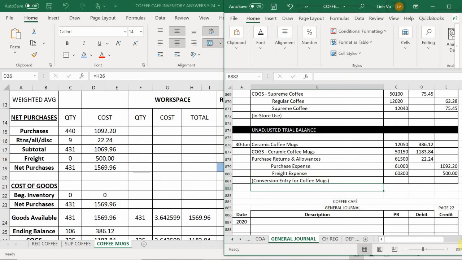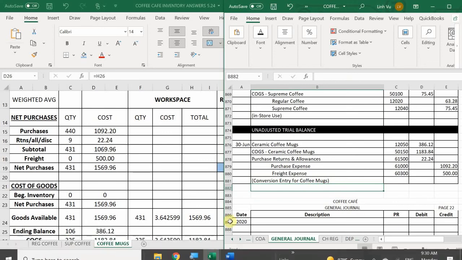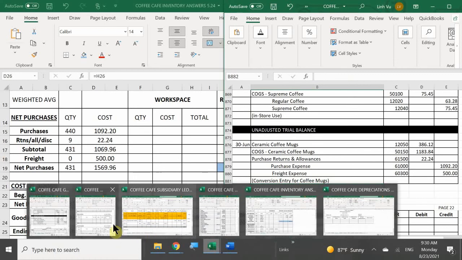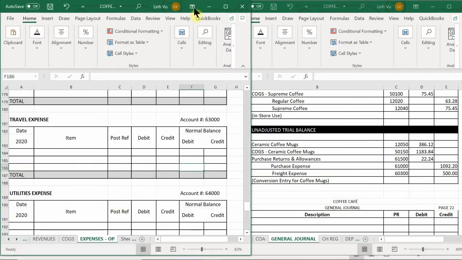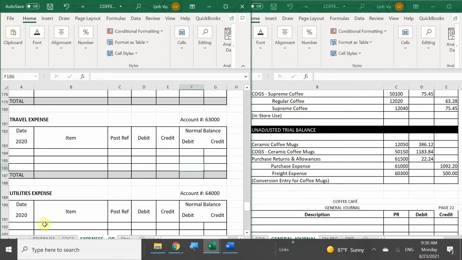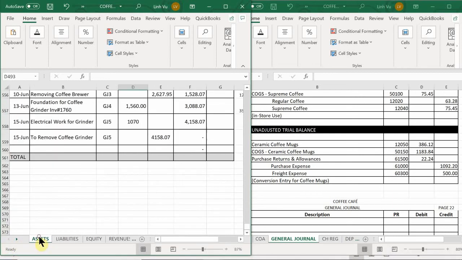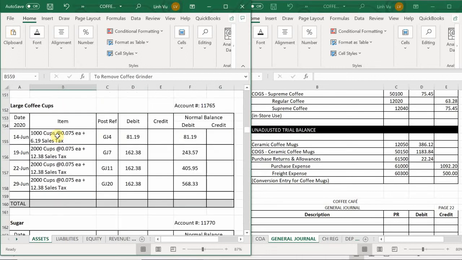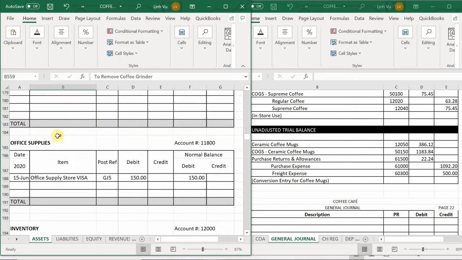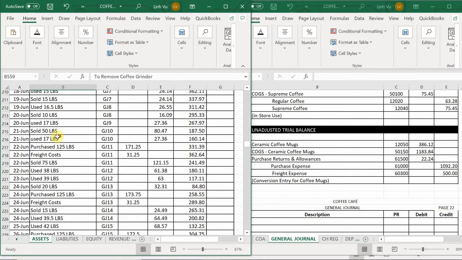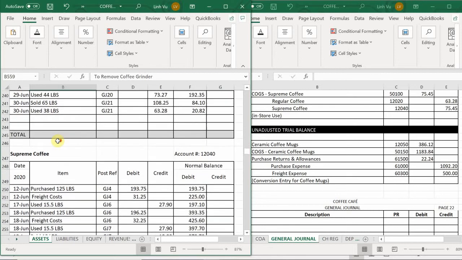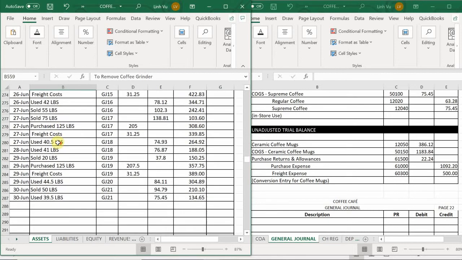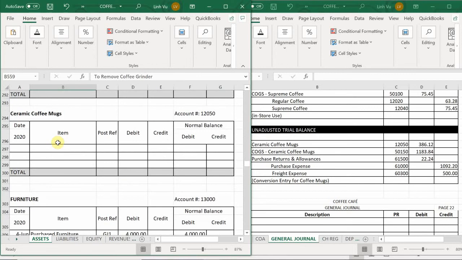So what always comes after the journal? The ledger. We're gonna go ahead and update our ledger. Okay. So first thing we have here is inventory, which is an asset. Okay, ceramic coffee mugs.